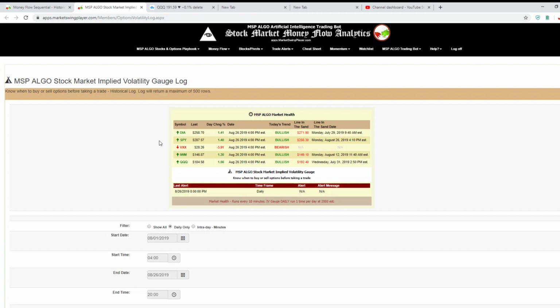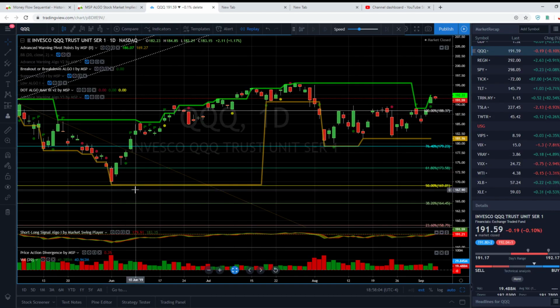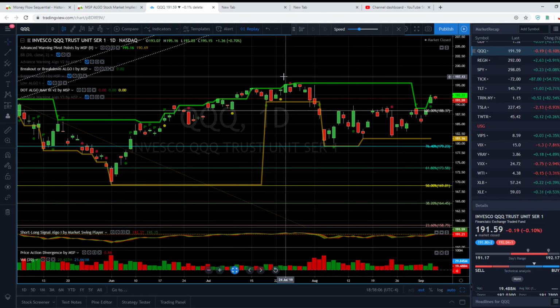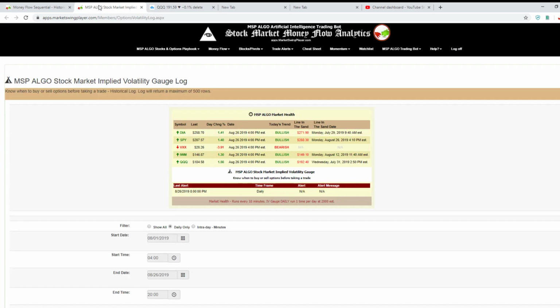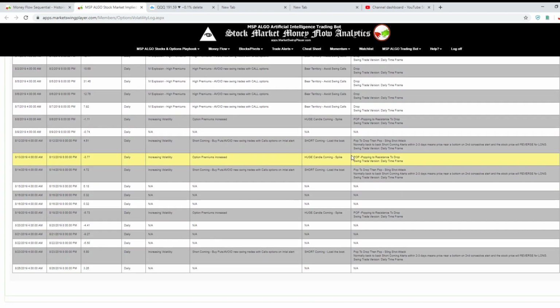MSP ALGO stock market implied volatility gauge is calling tops and bottoms, right? It's calling these tops, and it's calling the bottoms, if you look at that video. So when you decide to take a trade, you always want to look at your volatility gauge. And what I do notice is when it says not applicable, most likely price is going to bounce in these time frames.